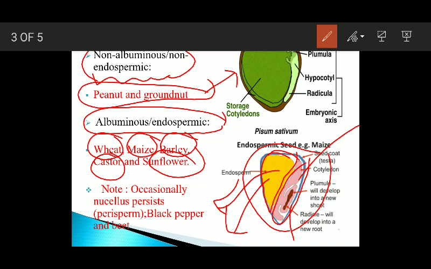Okay, now an important point here you can remember, occasionally the nucellus, जो diploid tissue होता है seed का, ovule का, okay, occasionally it has been found that nucellus persists. जो न्यूक्लियस होता है, जो डिप्लॉयड टिश्यू होता है सीड का, ओके, it has been found that in some cases the nucellus persists and it has a nutritive role. This persistent nucellus, it is known as perisperm.